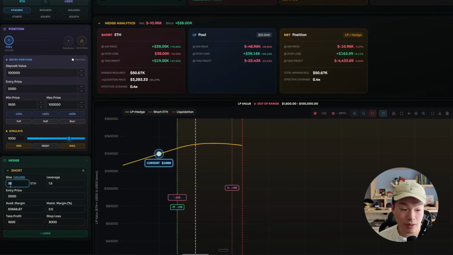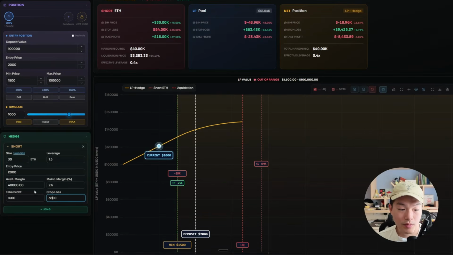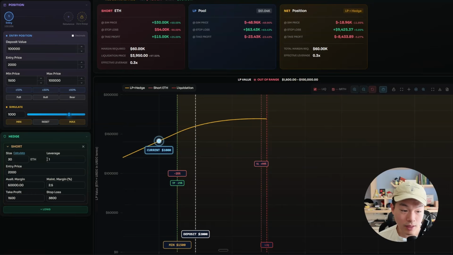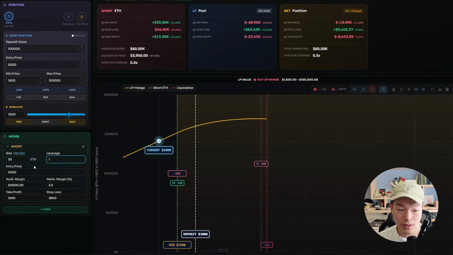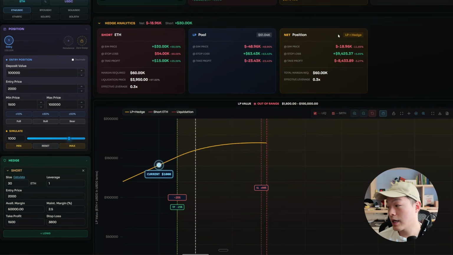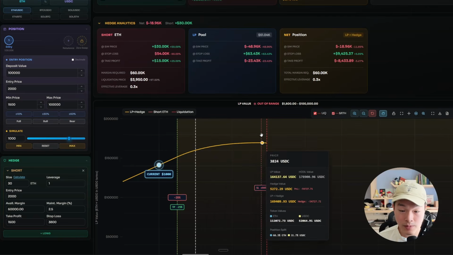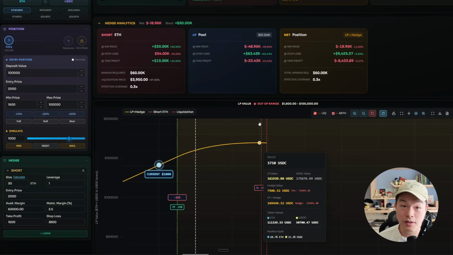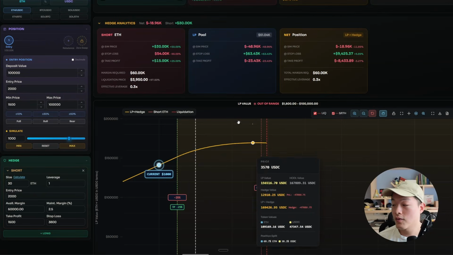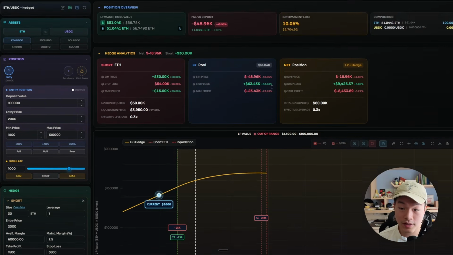For example, I could decrease the size of my short a little bit and maybe move up my stop loss price to be about 3,800. And in this case, I would need to bump up my leverage a little bit so that I have the room to actually get stopped out rather than being liquidated, right? And then you can see exactly how that would impact your capital. For example, now our loss would increase to 18.96K. But then the potential upside is you're going to be able to stay in range for longer until you get stopped out. Because if prices do move to 3K for that previous setup, you will be getting stopped out earlier.